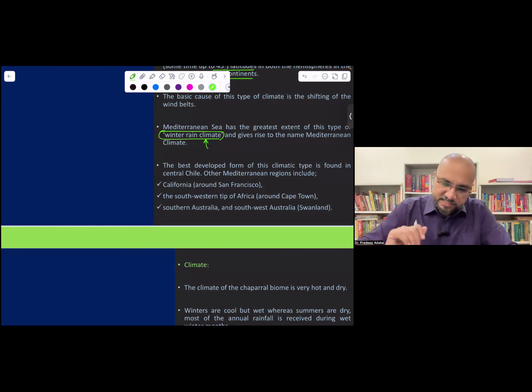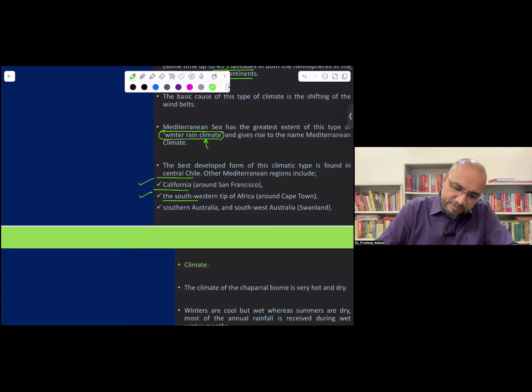Now, where do you see these chaparral biomes? The best developed form of this Mediterranean climate is found in central Chile. Other Mediterranean regions where you see chaparral biome and this type of climate are California around San Francisco, the southwestern tip of Africa, southern Australia and southwest Australia.